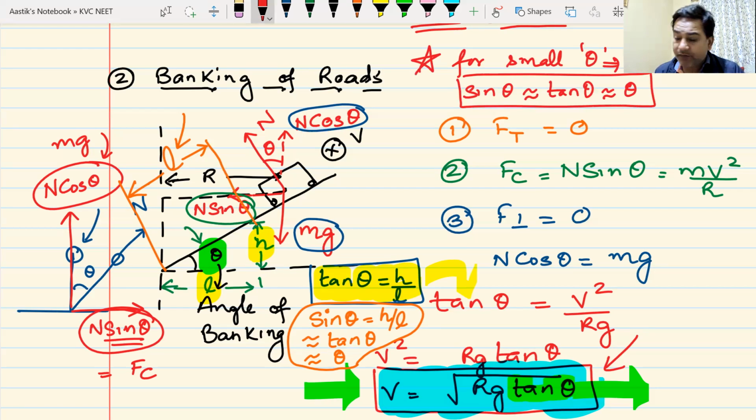For the banking of roads, we also read in the last class how a motorcyclist, instead of using banking of roads, can bend himself and turn the vehicle. In that case also, if the angle is given from the vertical theta, the maximum velocity with which he can turn is again the same velocity, root over rg tan theta. I'll give you a minute to note this additional information. I'll be back after a minute.